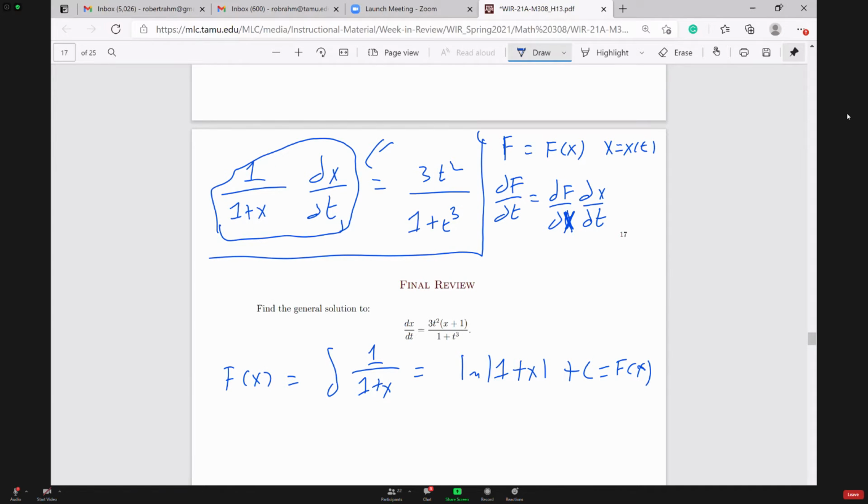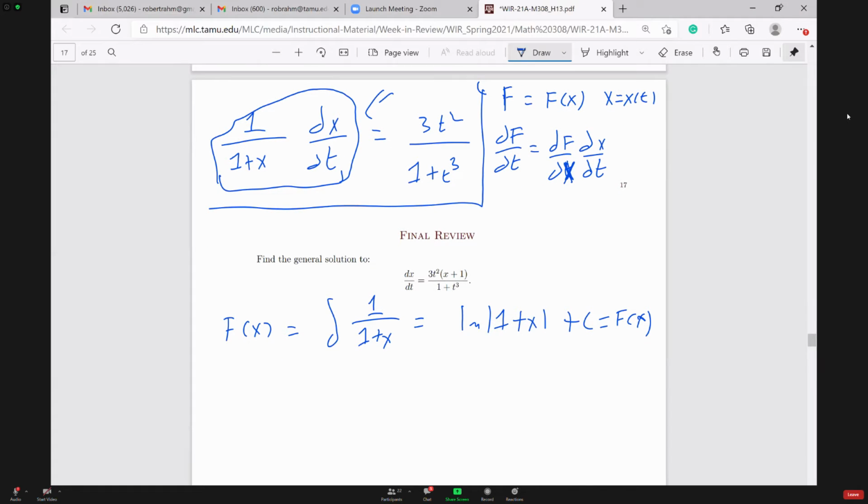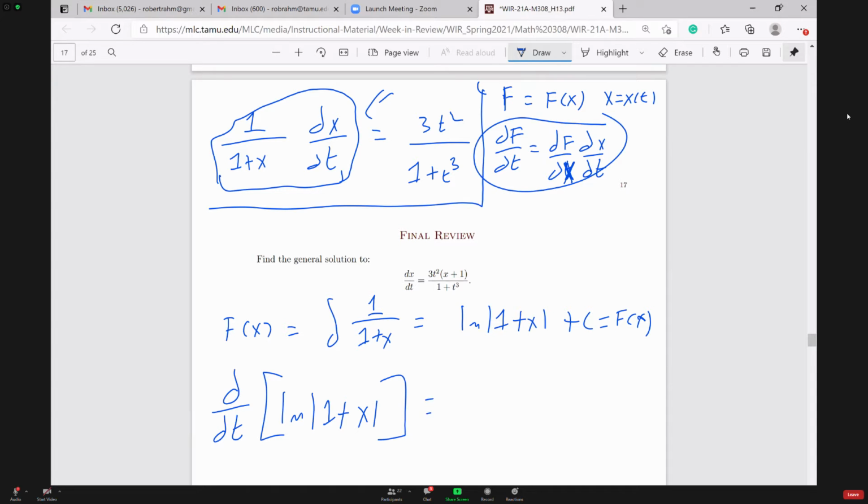Okay, and when you take the derivative of this with respect to t, you just get 1 over 1 plus x. So in other words, the left-hand side is equal to the derivative with respect to t of the natural log of the absolute value of 1 plus x. Because if you compute the derivative of the natural log of 1 plus x with respect to t, you're going to get 1 over 1 plus x times the derivative of x with respect to t. And again, that's just by the chain rule. And so this is equal to 3t squared over 1 plus t cubed.